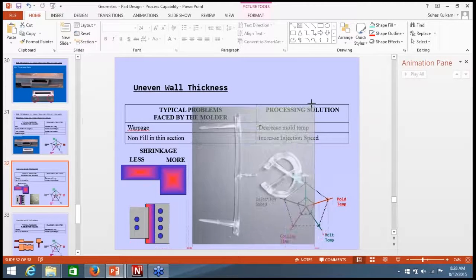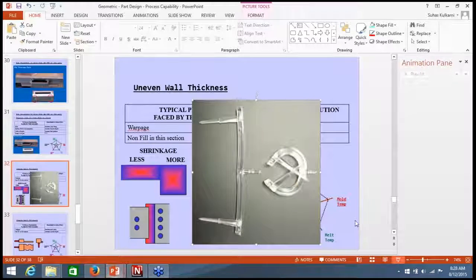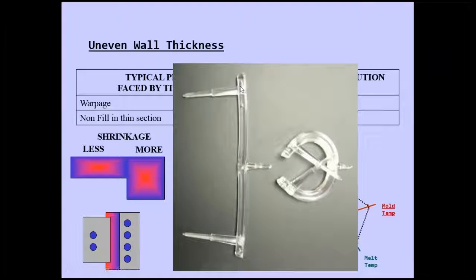I should have done this right. So if you look at this thing here, this was a runner from a 3-plate mold that was coming out. The operator was taking this and throwing it in a bin. When I looked in the bin, all the runners had curled up like this.